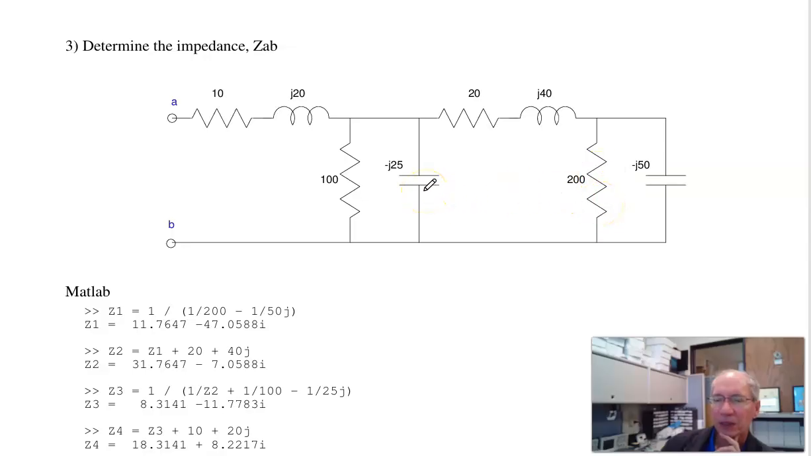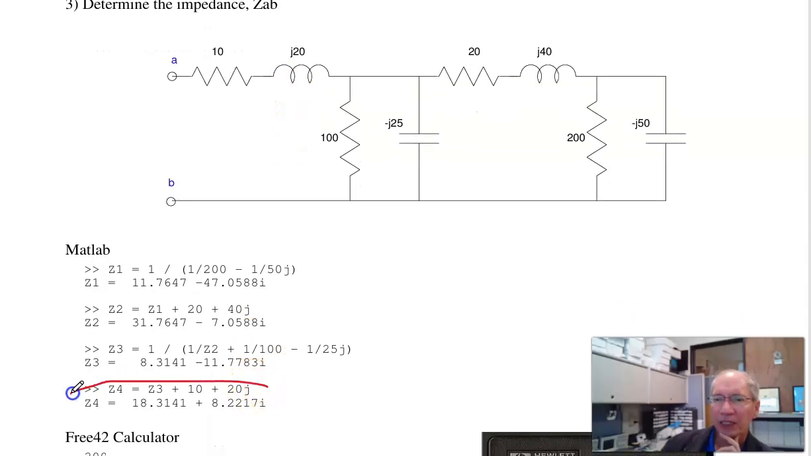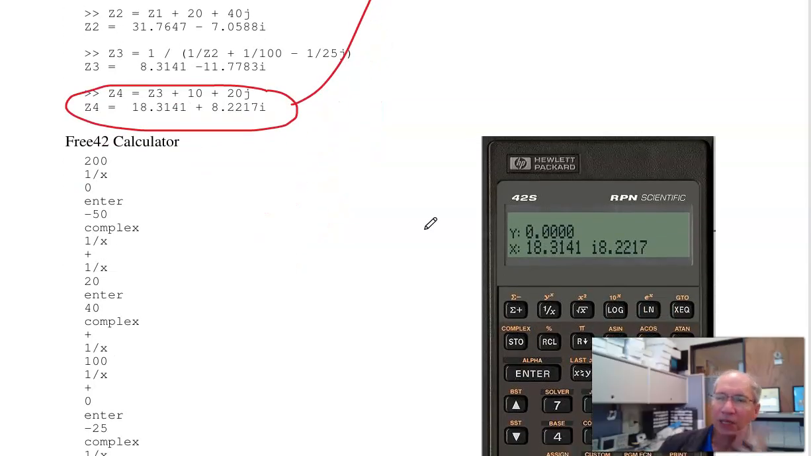In parallel with minus j25, in parallel with 100 ohms, add the inverses, take the inverse. So all this is 8 minus j11 ohms. In series with 10 plus j20 gives you 18 plus j8 ohms. So all this together is 18 plus j8. And you can do that on an HP calculator too.